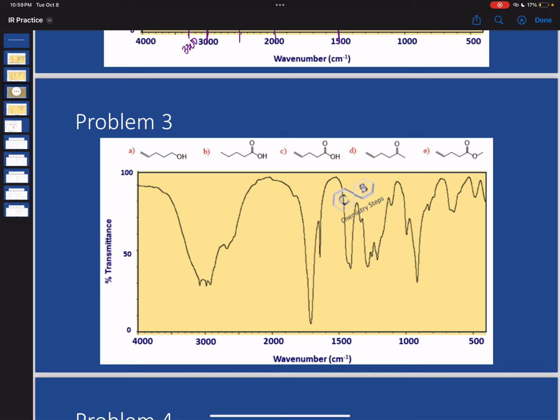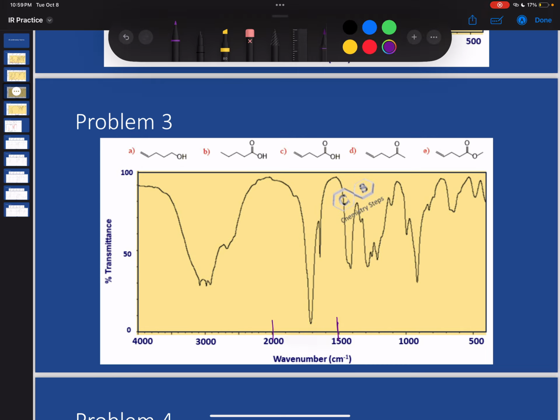So we're going to mark that line at 1500. We're going to go to 2000. That's our SP2 region. 2500 is our SP, and then everything else is going to be our hydrogen region.